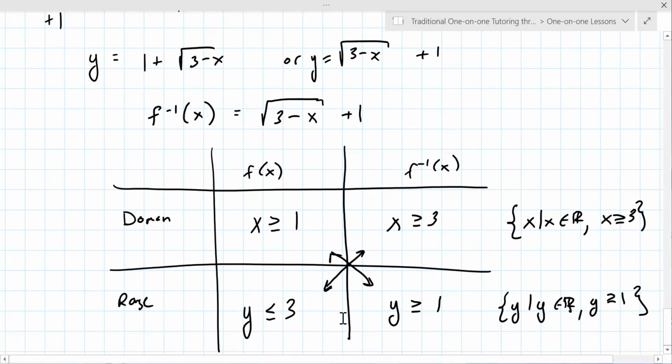I'm sorry, I have the wrong orientation. This is y less than or equal to, or x less than or equal to. It has to be the same direction, the inequality. And you're really supposed to put that back up here and say, okay, well, x must be less than or equal to 3 for this one.